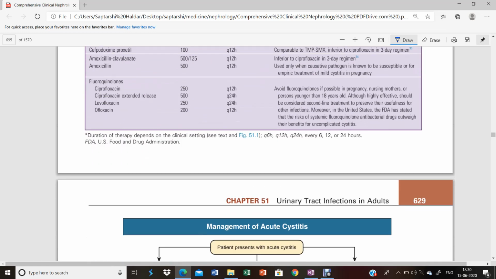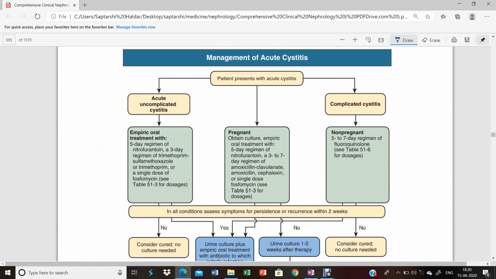Let's see how to approach. First, a patient presents with acute cystitis, that is the definition of 10 to the power 5 colony forming units per ml, but in case of cystitis, it is 10 to the power 3. Then we detect whether it is uncomplicated cystitis or complicated cystitis.